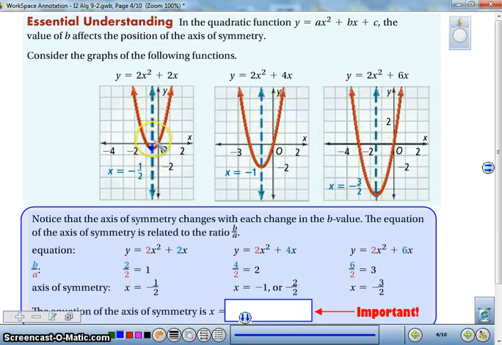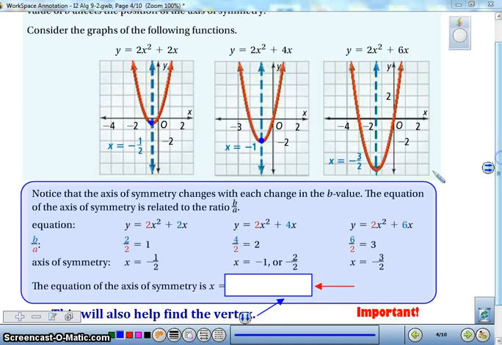What is our x equal to? The vertex was at negative 1 half, and the axis of symmetry is a vertical line. Here our vertex is at the point where x is negative 1. Remember, that's just our line, and it's always vertical. Notice that the changes in the b value in the equation of the axis of symmetry are related to the ratio b over a. So in our first equation, 2x squared plus 2x, b divided by a is 1, and our axis of symmetry means that x is equal to negative 1 half.